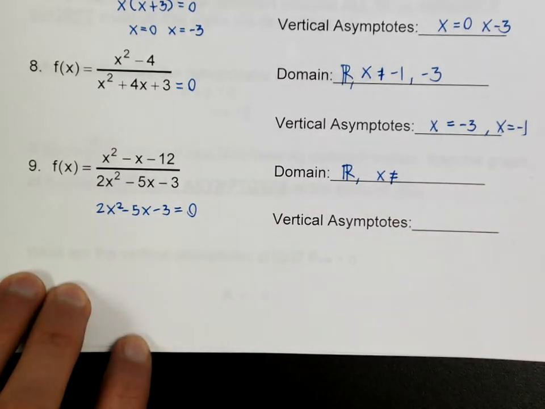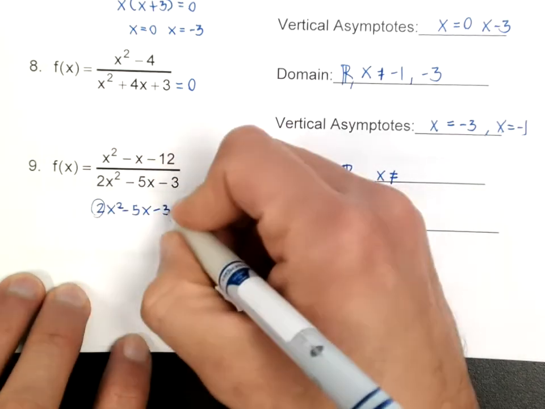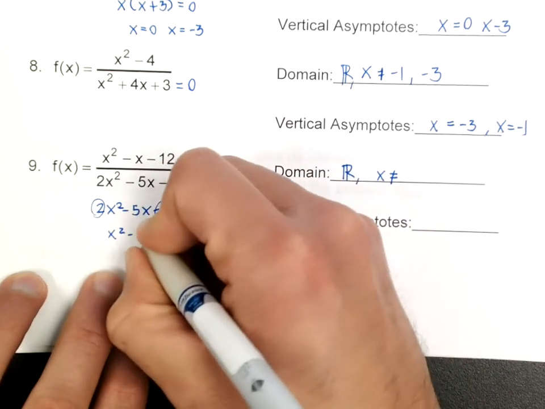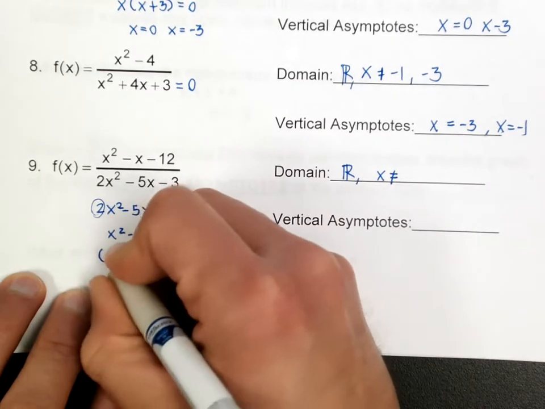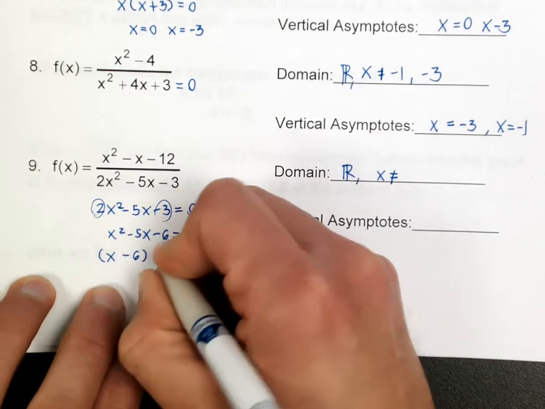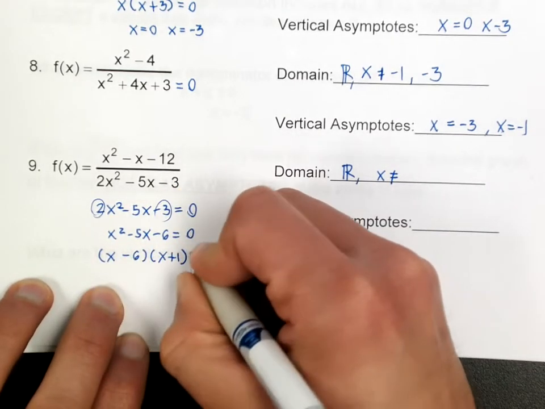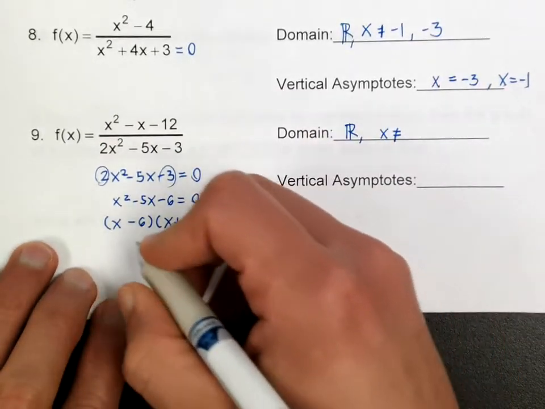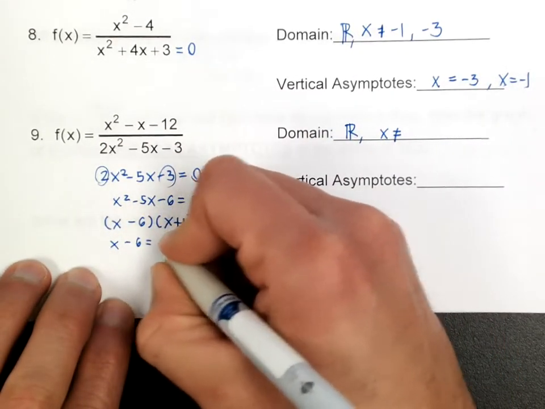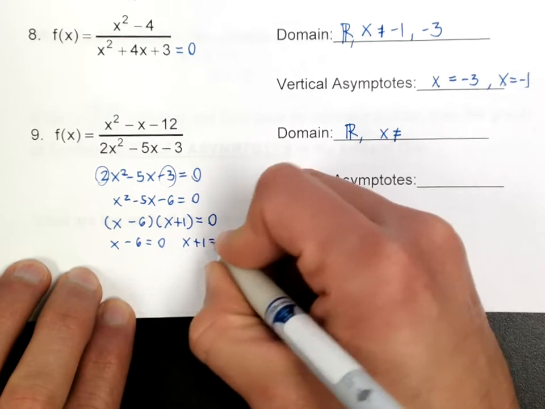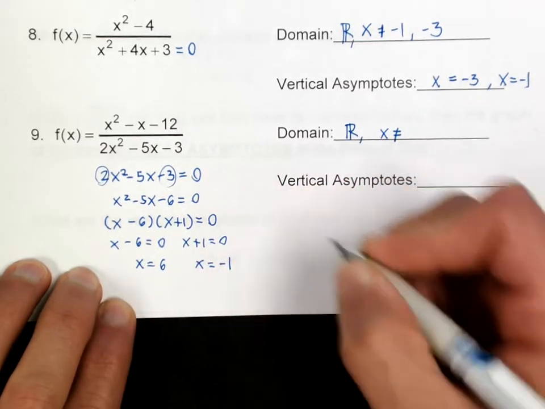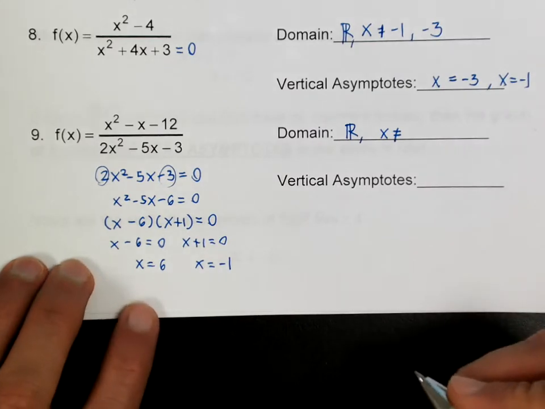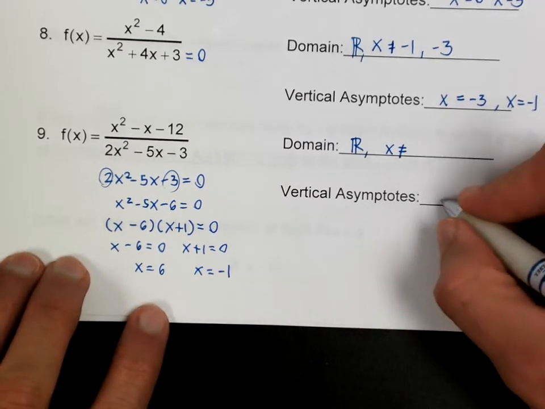So, we're going to multiply those two together, so we have x squared minus 5x minus 6 is equal to 0, so I have two factors, one is negative 6, the other one's positive 1. And you're going to set each factor equal to 0. So x is equal to 6 and x is equal to negative 1. That's what would make the denominator 0, and if it makes the denominator 0, that's where your vertical asymptotes are located.